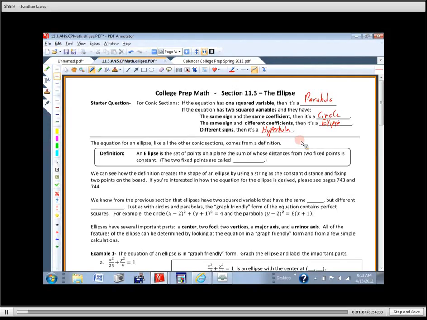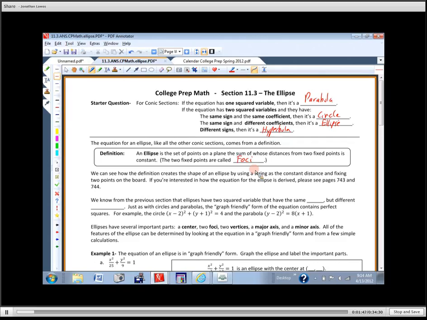Just like all the other ones, we'll start from a definition, and I'm going to do a quick demonstration of this. That's why I had to run back to the office. An ellipse is the set of points on a plane, the sum of whose distances from two fixed points is constant. The two fixed points are called foci. Now you can look in the book and they've got some pictures and demonstrations.